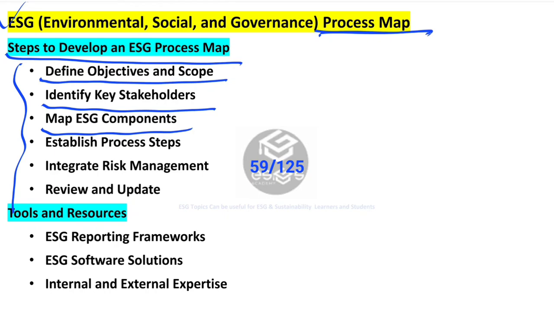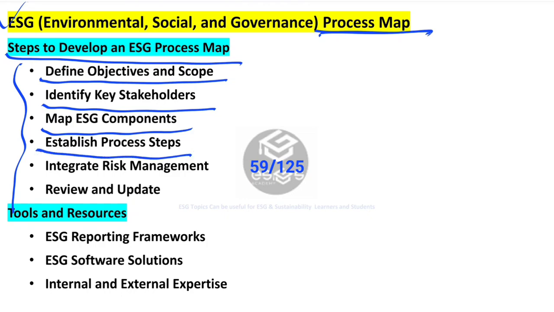Third one is map ESG components. Components for environment, social, and governance. So, in the environment, we assess environmental impacts, we implement environmental management systems or initiatives, then compliance with the environmental regulations and standards. In the social side, we evaluate the social impacts, develop the social programs, engage with the stakeholders on social issues. In the governance side, ensure a strong governance structure and practices, enhance transparency and accountability in the decision making, aligning corporate governance with ESG goals and regulatory requirements.